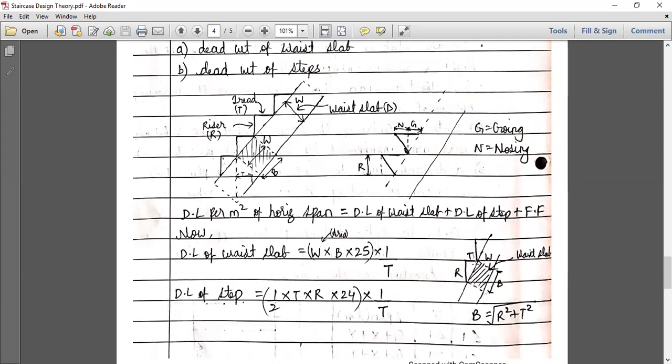How will we get B? R and T we already know, so B is nothing but the hypotenuse, so B is under root R square plus T square. Is this clear, everyone? Yes, sir. Okay, so we have got the dead load of the waist slab.